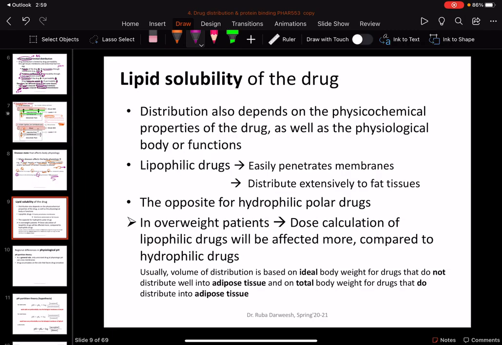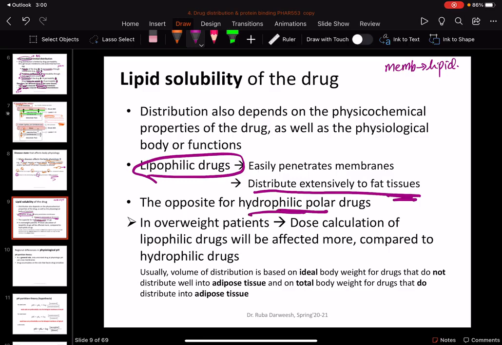Okay, the lipid solubility. Now, the majority of the concepts are in the lipid solubility, because we know that the membranes are lipophilic or lipid in nature, so we need a certain level of lipophilicity of the drugs to go through the membranes, if we are talking about the common case of the transport or distribution. Okay, so usually we consider the lipophilic drugs penetrate easily through membranes, and they go into lipophilic tissues such as fat or adipose tissue, and it would be the opposite for any polar or hydrophilic materials.